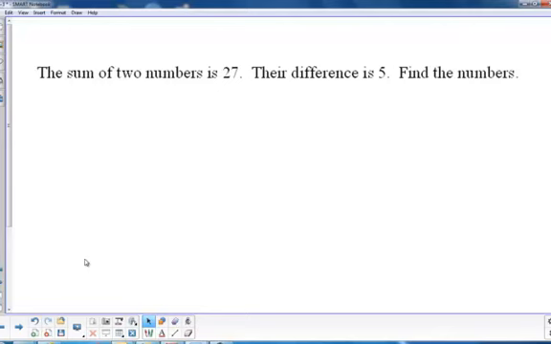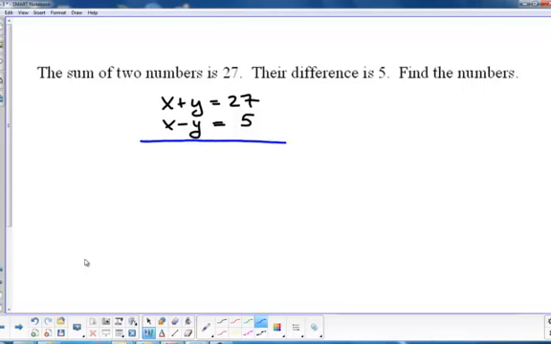The sum of two numbers is 27. And their difference is 5. Now, we could solve this by graphing or by substitution, but elimination is actually the easiest because if we add these two, the y's cancel. So we get 2x equals 32, which means that x equals 16.